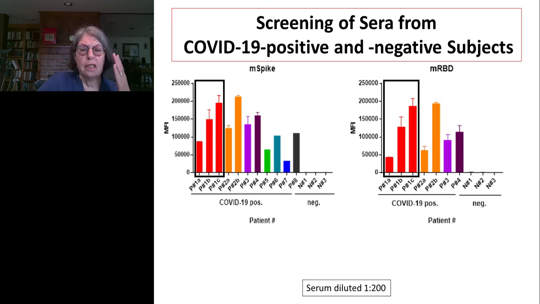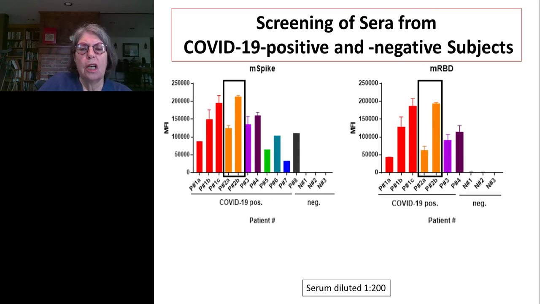In this slide, the orange bars are highlighted, and these are longitudinal specimens taken from a different patient. These 2 specimens were taken at days 7 and 11. And again, you can see the rising titers.